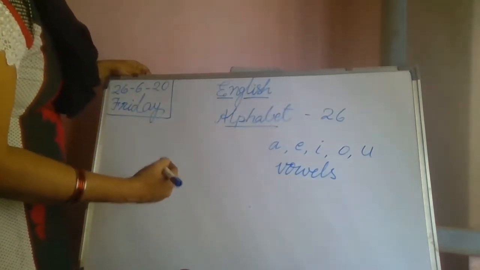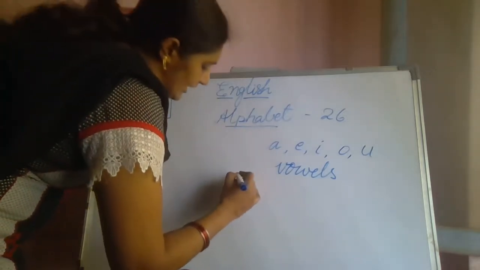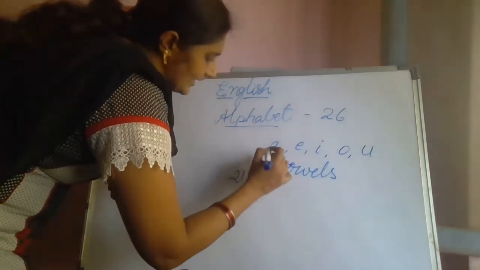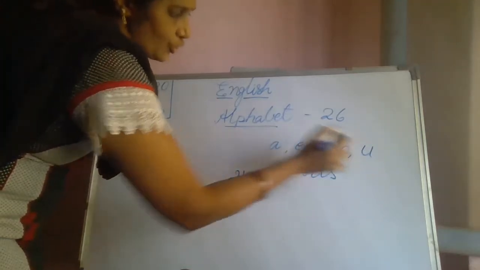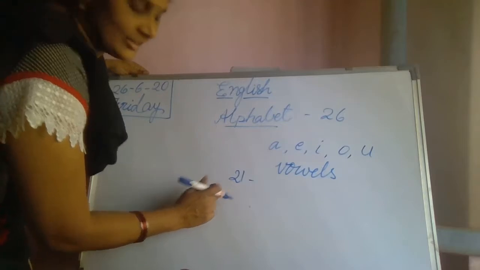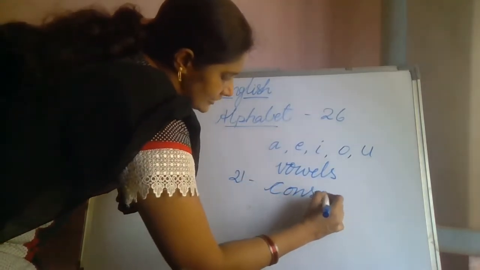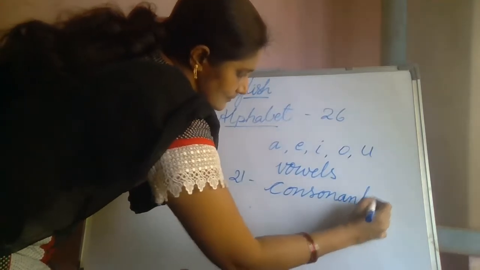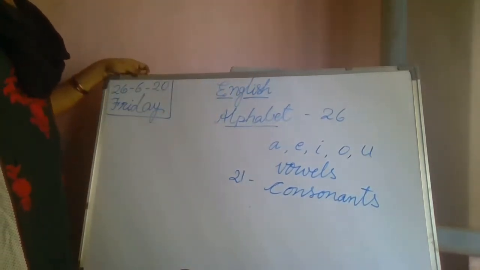Remaining B, C, D, F, G, H. These 21 letters, except these five letters, A, E, I, O, U, we called as consonants. Okay.